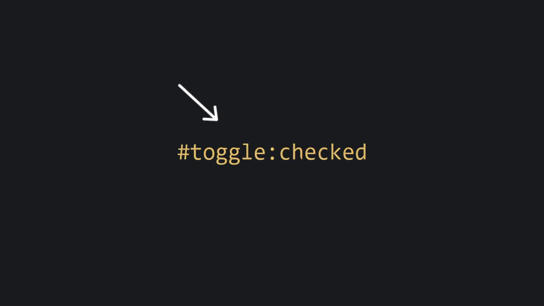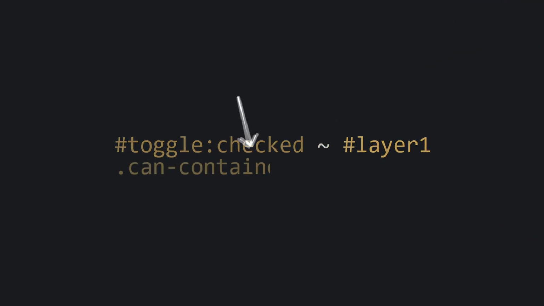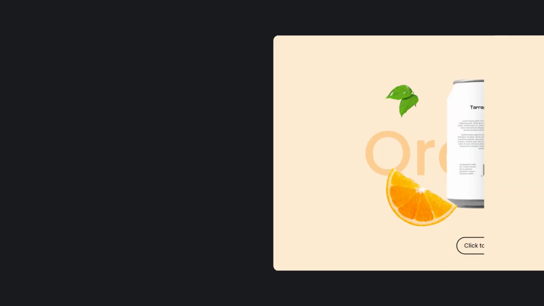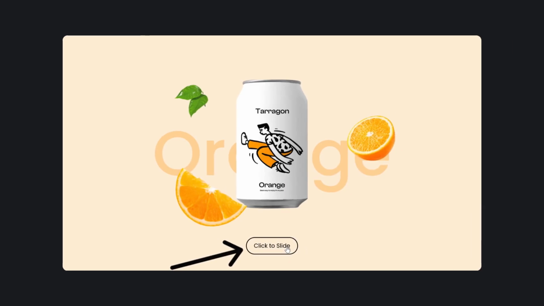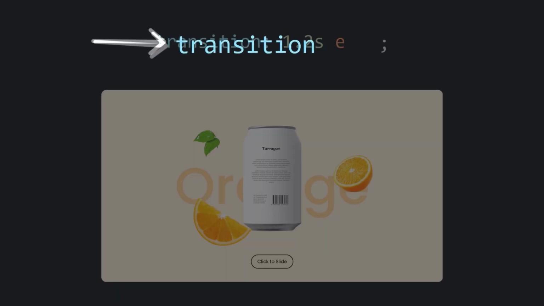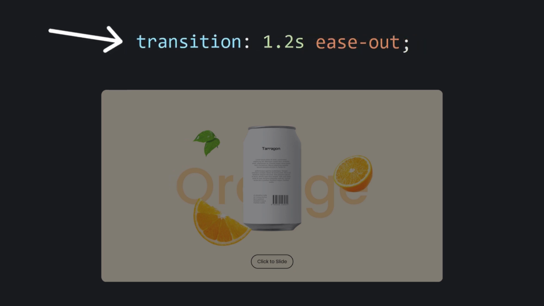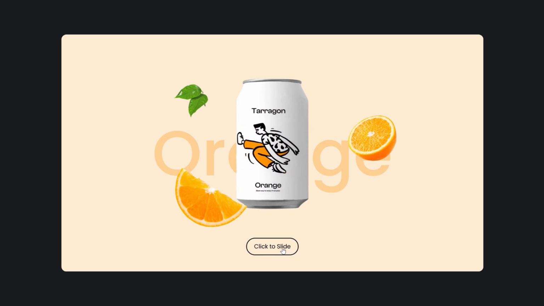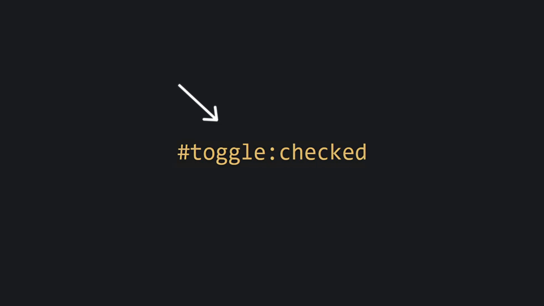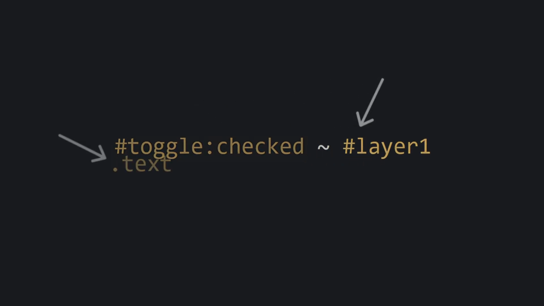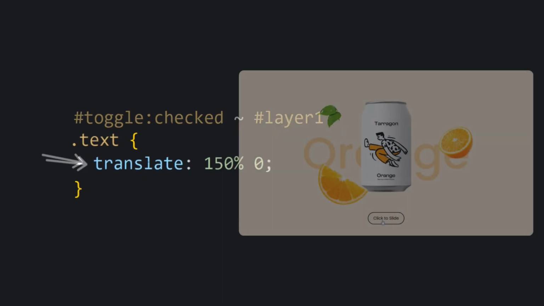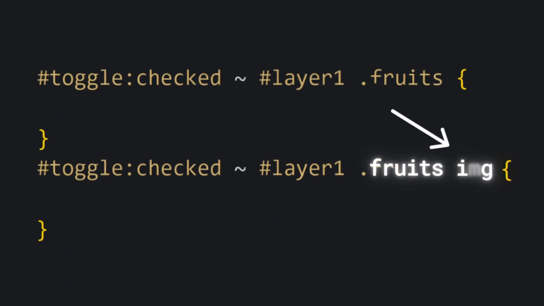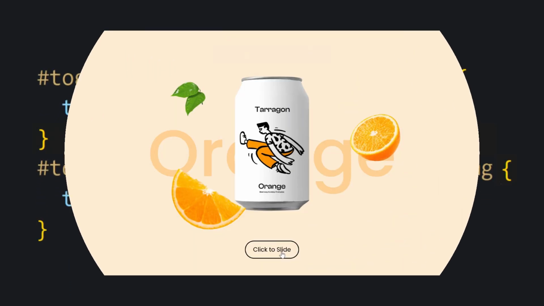So when the checkbox is checked, target layer 1, can container, wrapper element, and set it to left -50%. The image is moving directly. A transition might fix it. After a little trial and error, I found this to be the ideal timing function. Now we have a smooth transition. Similarly, when the checkbox is checked, target the layer 1 text element and translate it to left 150%. Finally, target the fruits and fruit images and translate them as shown.